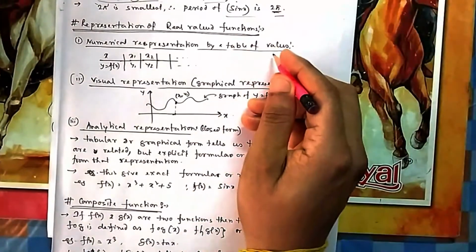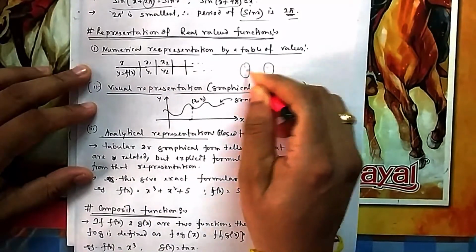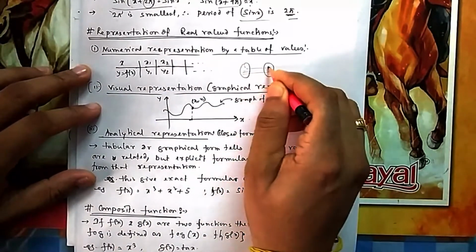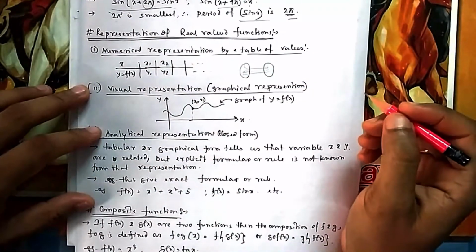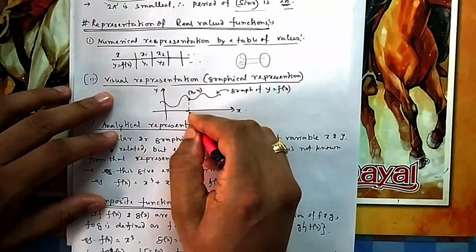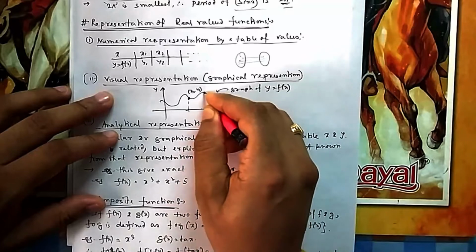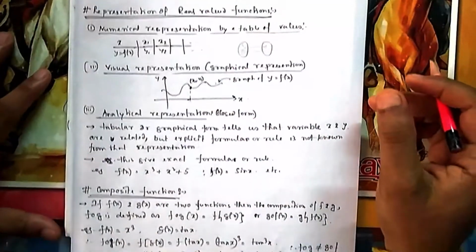One is numerical representation by tabular values. You put all these values which are connected to x and y, and you see this one is connected to this one, this one is connected to this one. That is tabular format. Then there is visualization: if you draw a graph, you can say this x1 is connected to this y, this x is connected to this y. This is known as visual or graphical representation.